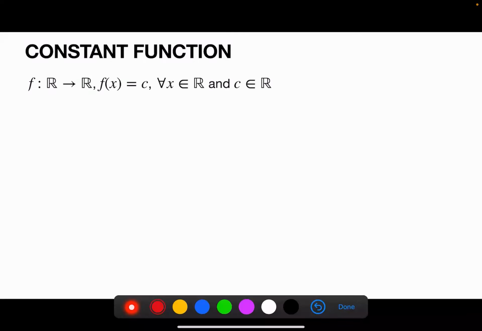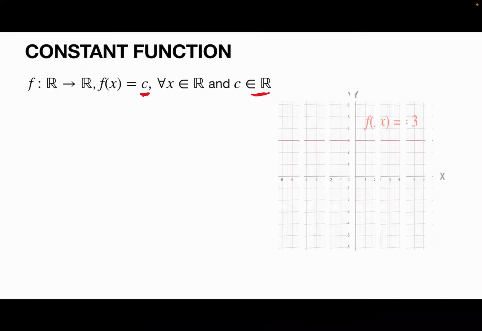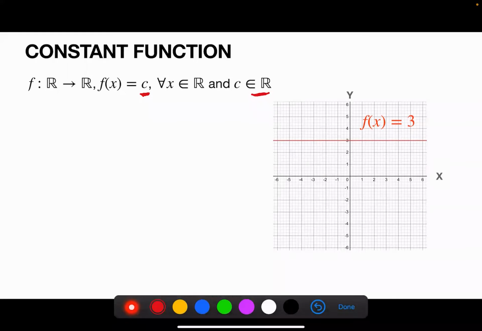So it's also a real function R to R, and then f of x is c. So c is some constant, which is also a real number. And then if you look at the graph, I have taken a specific function. If f of x is 3, or you can write y is equal to 3 also, you have a straight line which passes through 3 and is parallel to the x-axis.